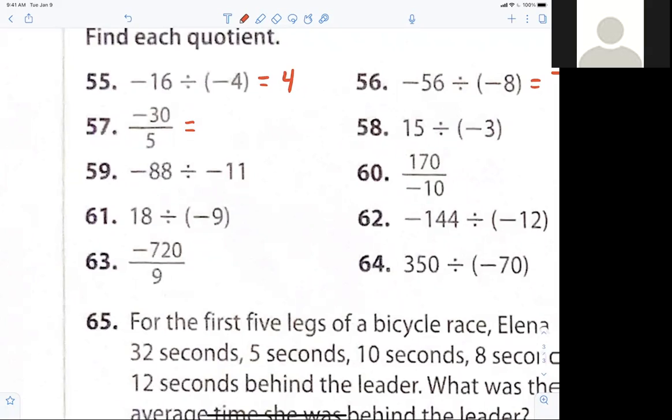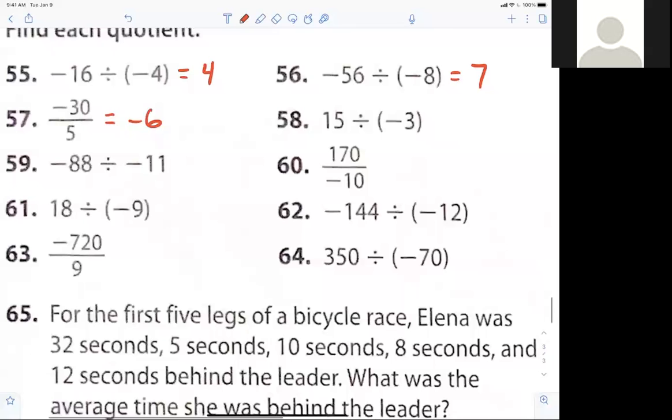57. Yeah. 6. What kind of 6? -6. Right? -6. Everybody's good with this? All right, 58. -5. -5.